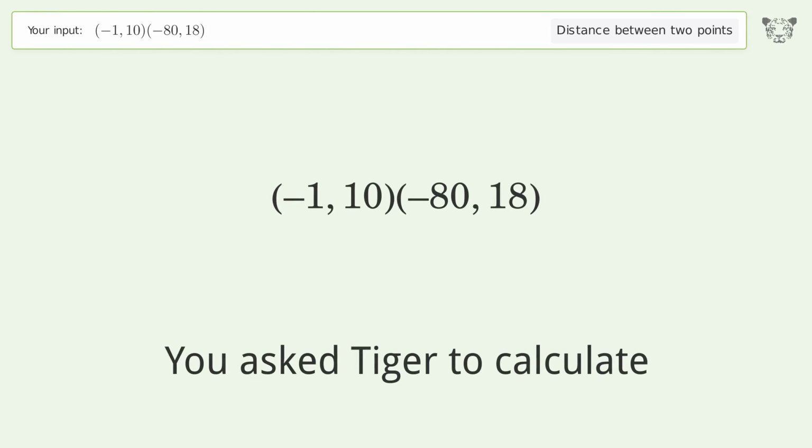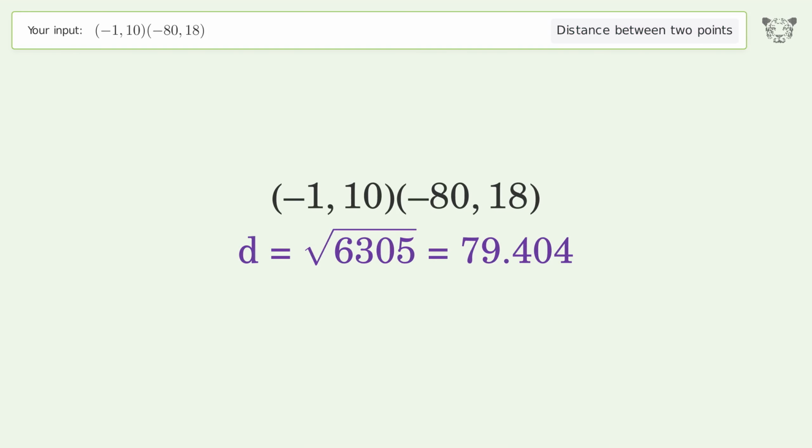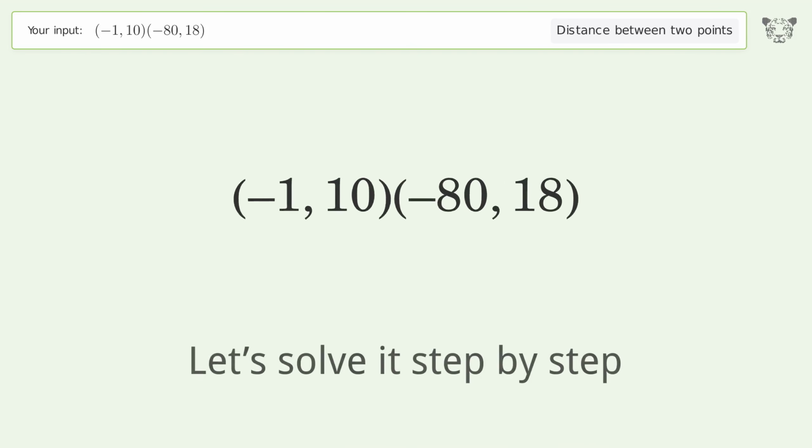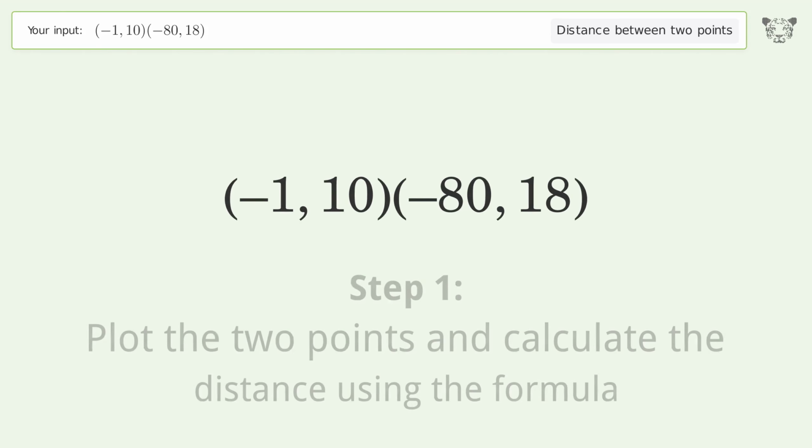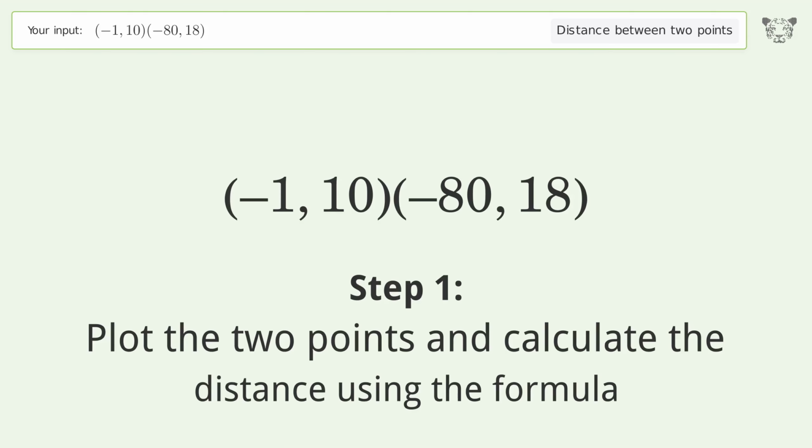You ask Tiger to calculate. This deals with the distance between 2 points. The distance between the 2 points is the square root of 6,305 or 79.404. Let's solve it step by step. Plot the 2 points and calculate the distance using the formula.